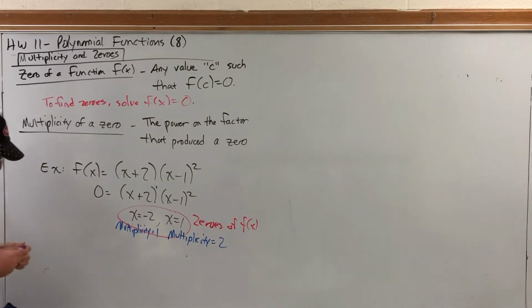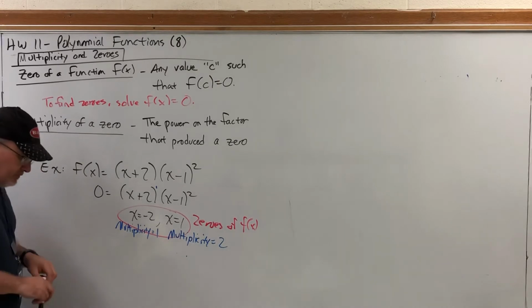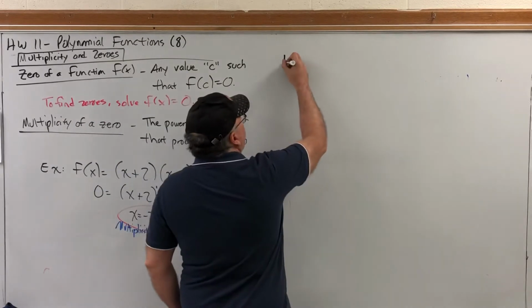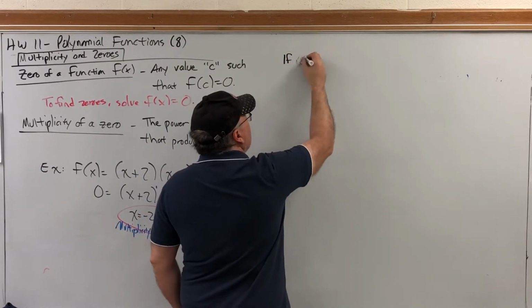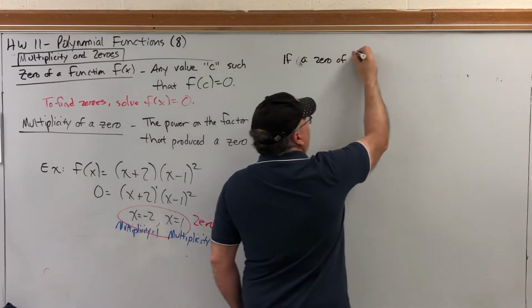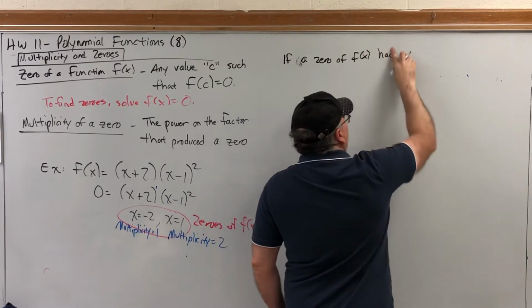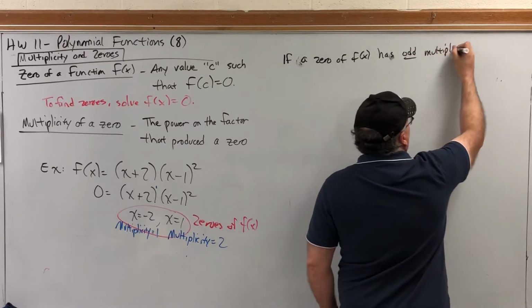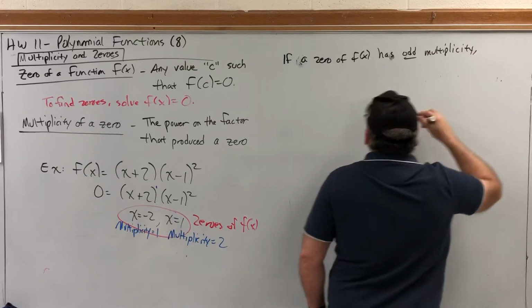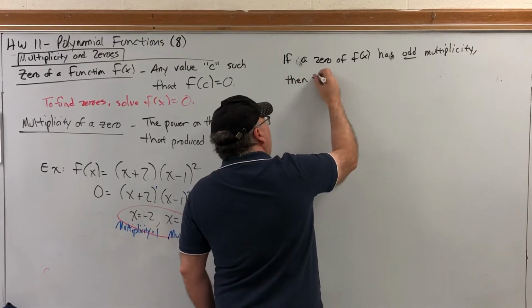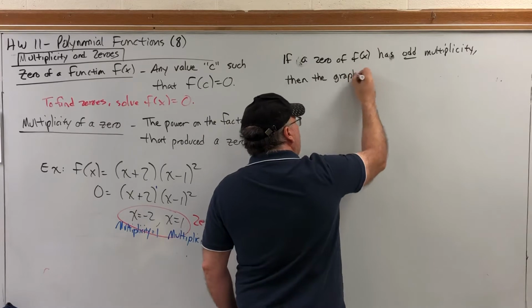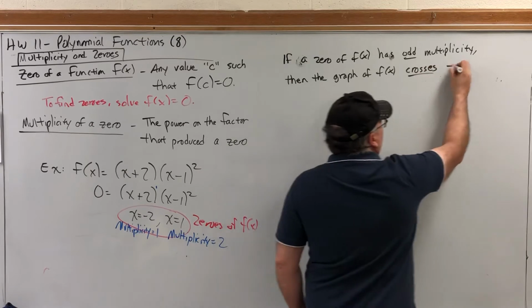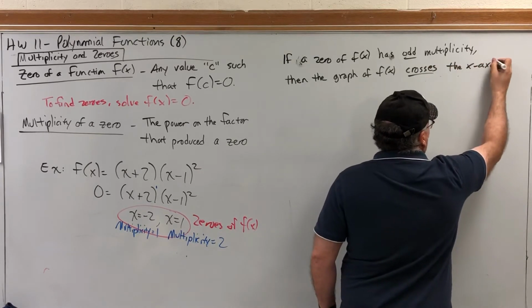So what does multiplicity have to do with everything that we're talking about? About whether or not you cross the x-axis or touch and turn around? If a zero of f of x has odd multiplicity, then the graph of f of x crosses the x-axis at that zero.